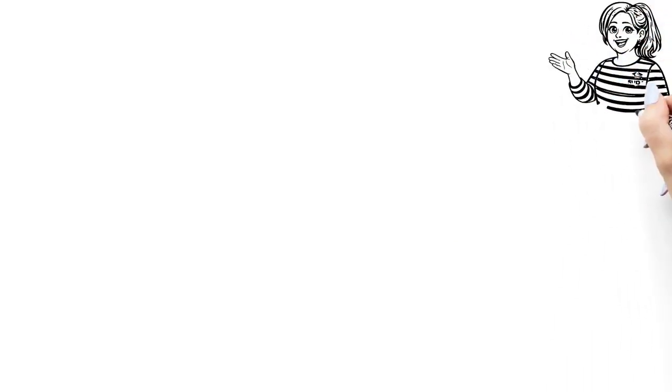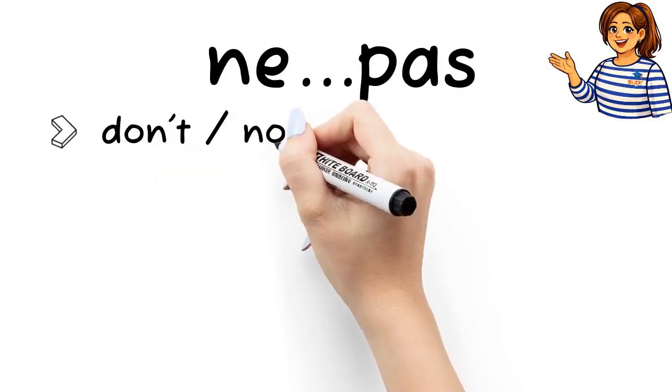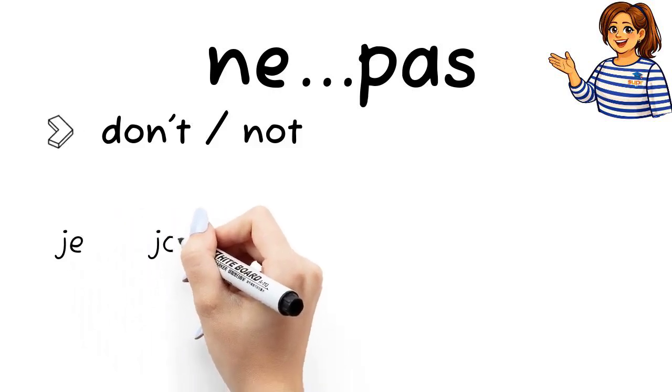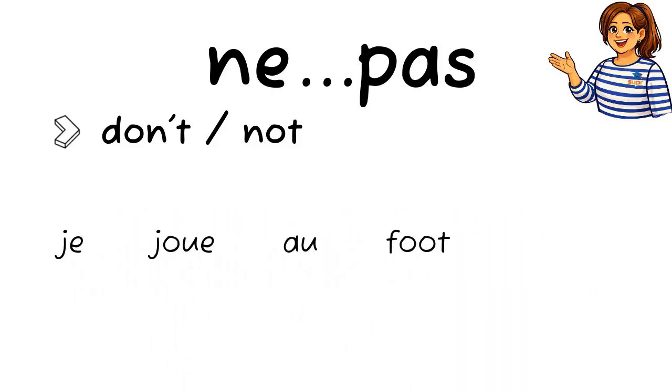So let's start with our most common structure. As you've seen, ne pas. And as we know, that is the equivalent of saying don't or not. So that's how we're going to make our sentence negative. So let's take a sentence like je joue au foot, I play football, and we want to make this negative. We want this to make this I do not play football. So we have to first of all identify our conjugated verb. In this sentence it's joue. We put the ne before and the pas after the conjugated verb. So je ne joue pas au foot.